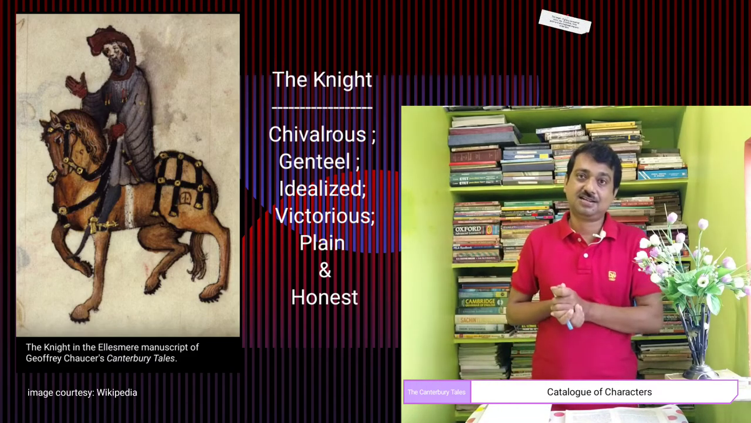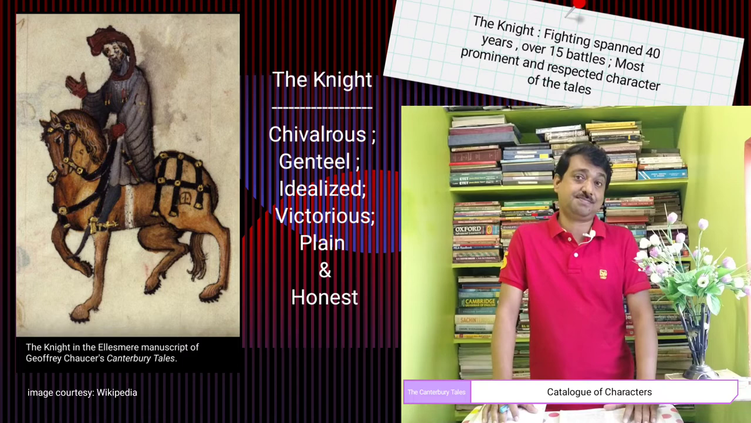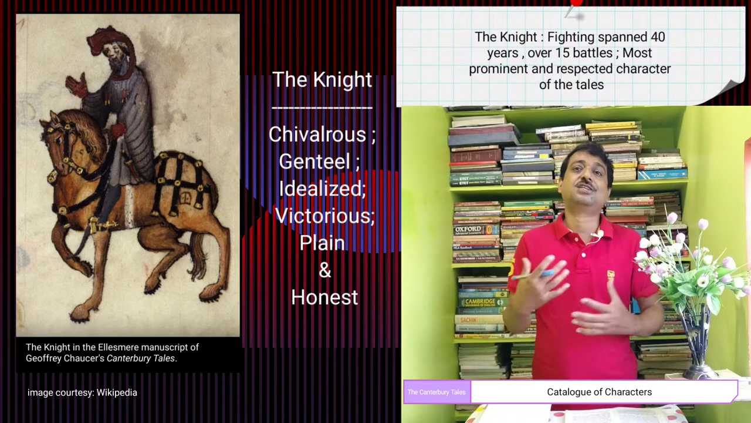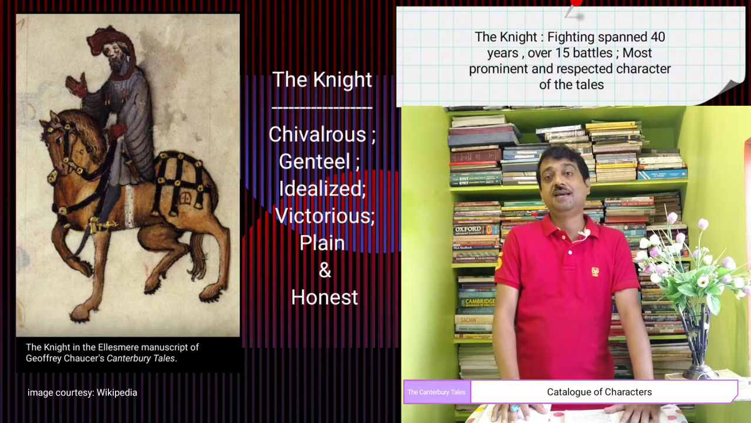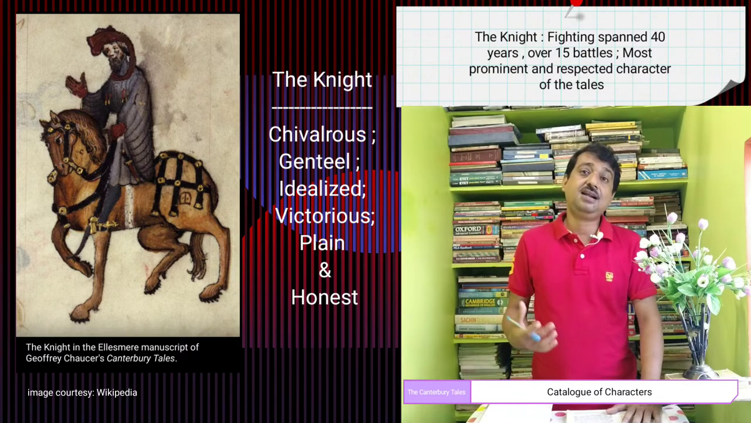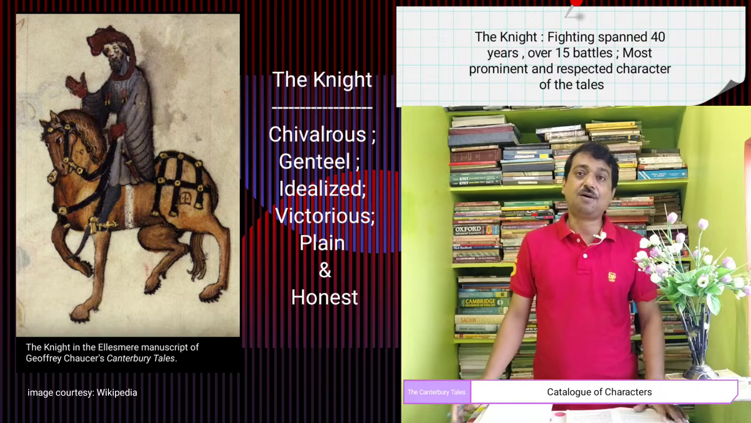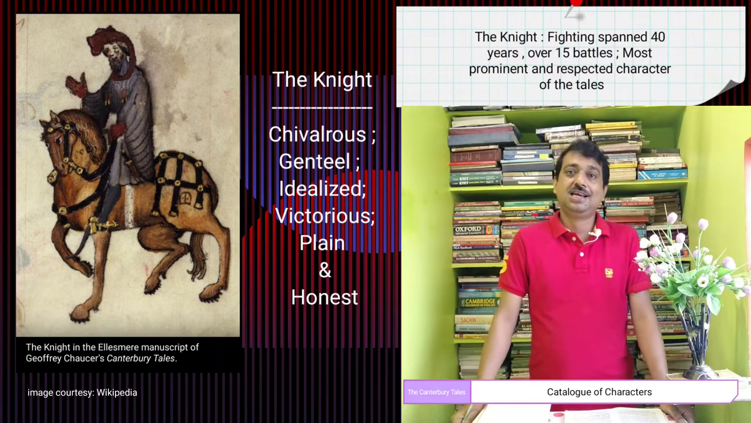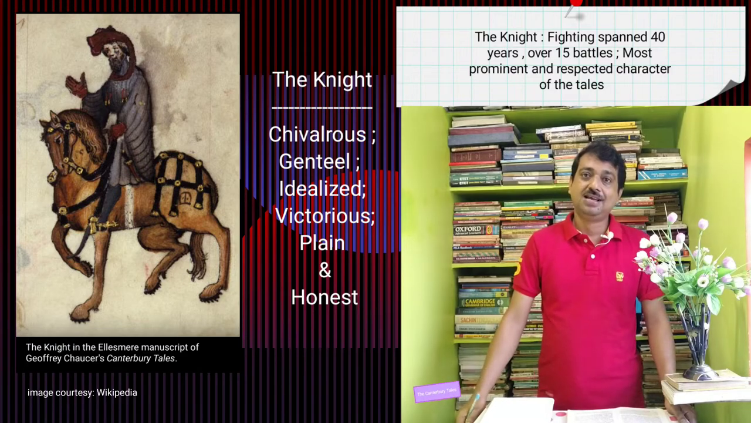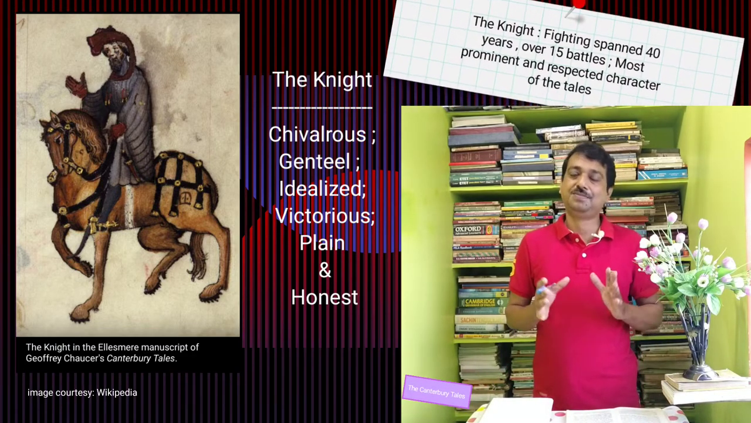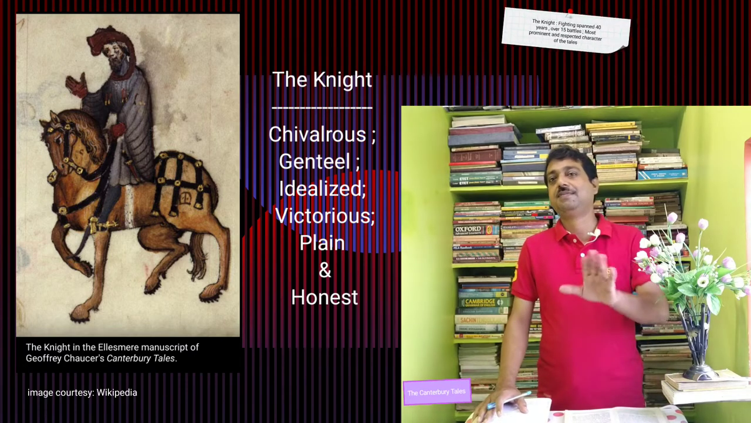A chivalrous knight is another, a gentleman who loved truth, freedom, chivalry, and honor. A truly distinguished, idealized man. He battled Christians and non-Christians in the crusades. His fights spanned 40 years, over 15 battles, in Prussia, Lithuania, and even Russia. He remained always victorious, plain, and honest. He was going to Canterbury to thank the saint for preserving his life through the battles. He is the most prominent and respected character of the tales. So here, the elite segment of society is being depicted by the character of the knight.